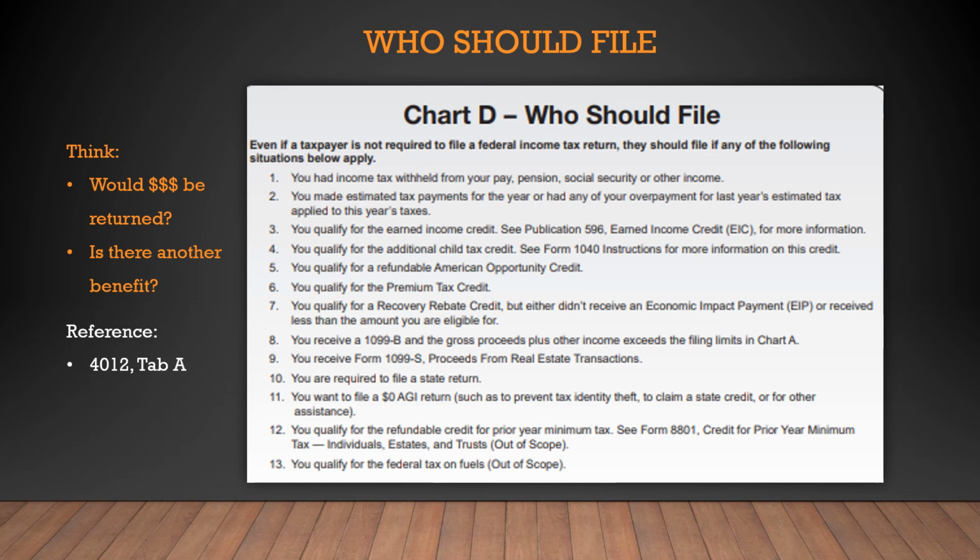Some of our clients might be receiving financial assistance from other organizations. Those organizations might require proof of income, in which case the easiest way to generate that proof is to file an income tax return. Another benefit of filing is identity protection. As we discussed before, when the IRS receives a second tax return using the same tax identification number, it will reject the second return. In this way, the taxpayer prevents the filing of any fraudulent returns later for that same tax year. These and more reasons can be found on Chart D of Publication 4012 in Tab A.